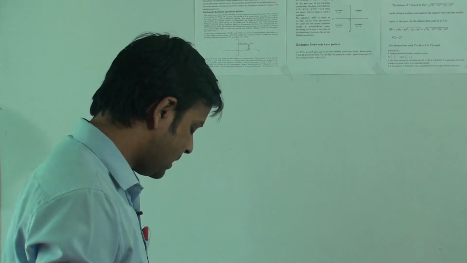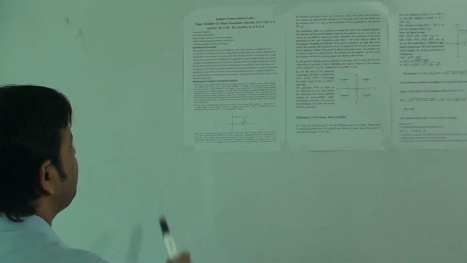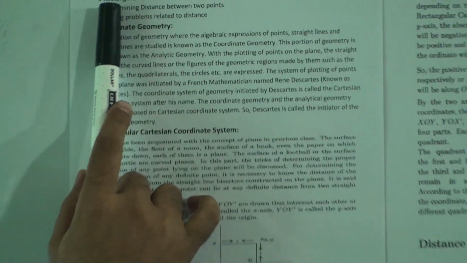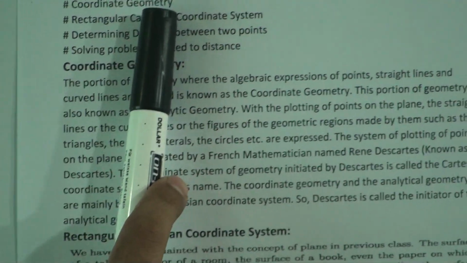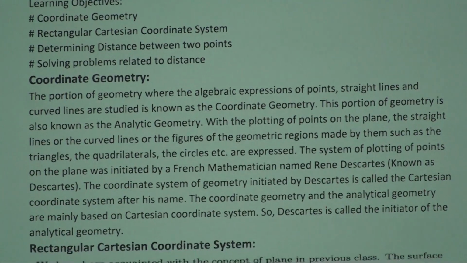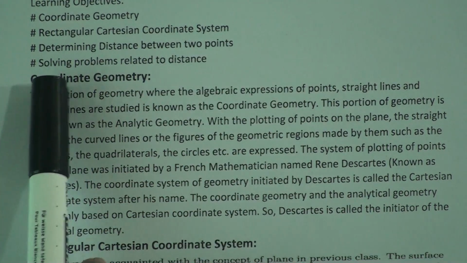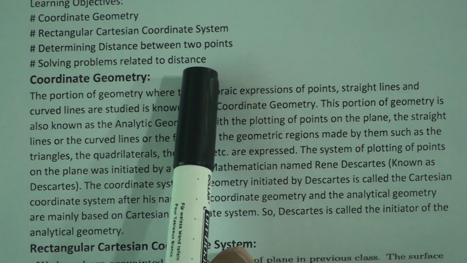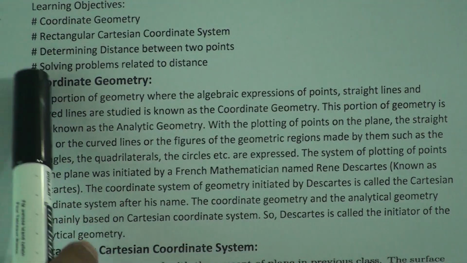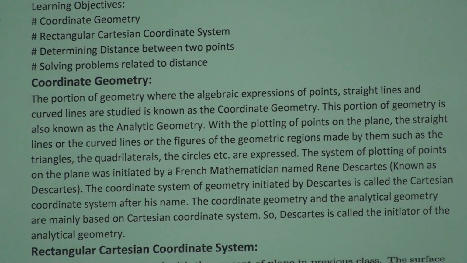Okay, dear students, let us start our today's class. Today we will learn the topic coordinate geometry, rectangular Cartesian coordinate system, determining distance between 2 points, solving problems related to distance. These topics we will discuss in today's class. It means these are our learning objectives today.